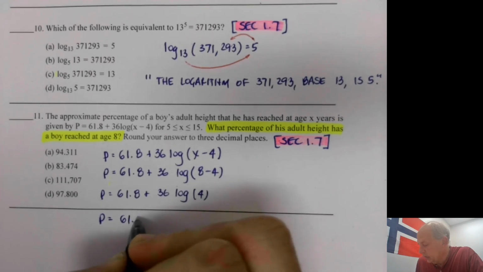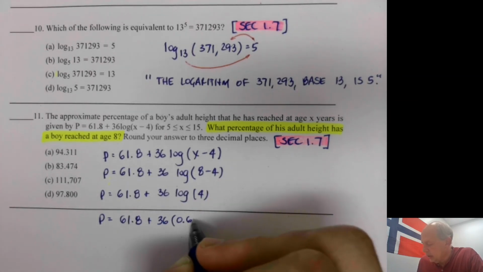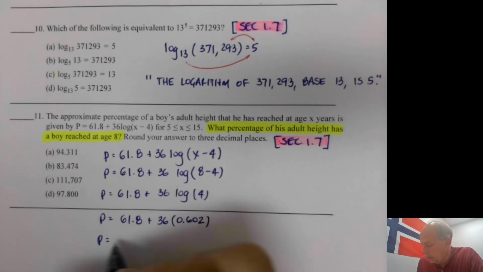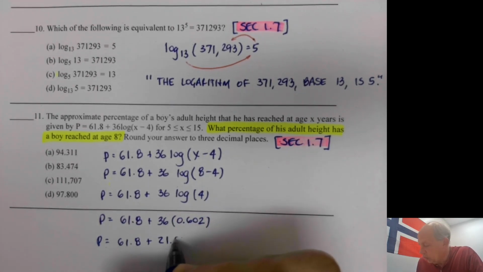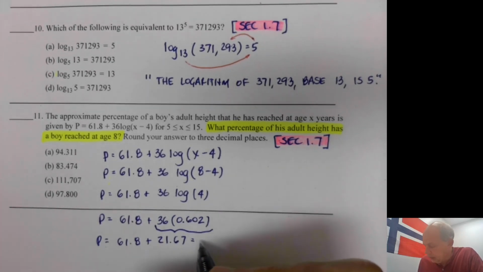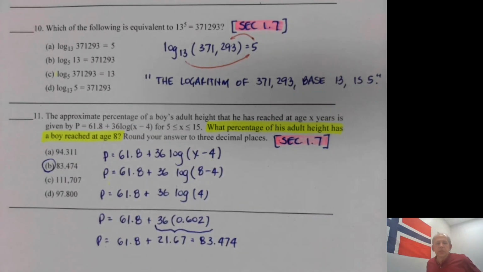So I have 61.8 plus 36 times 0.602. 61.8 plus 21.67. I multiplied those two guys together. I would get 83.474%. My choice is B.